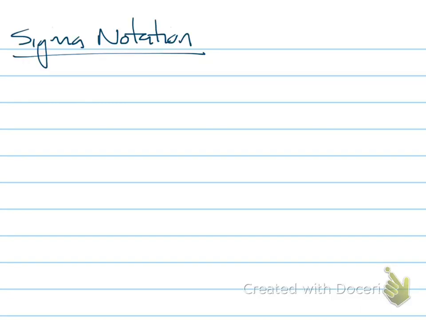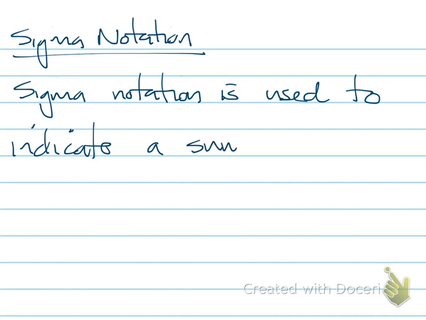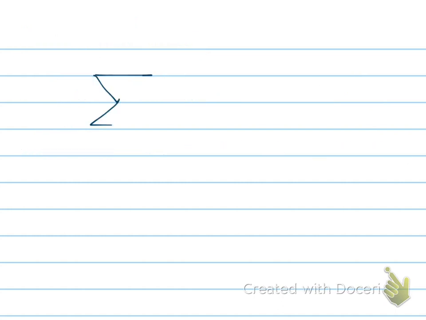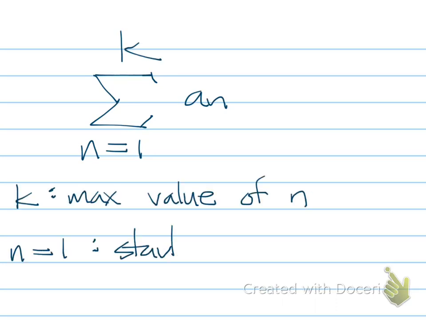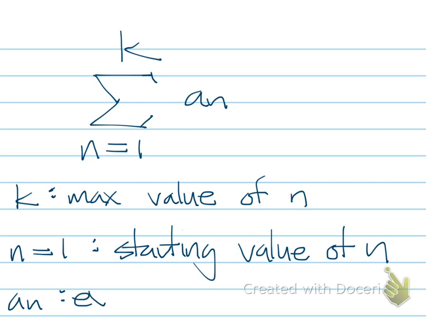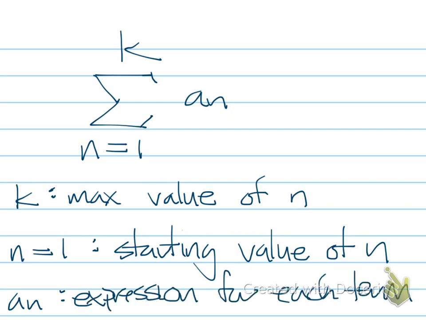All right, this lesson is on sigma notation and repeating decimals. Sigma notation is used to indicate a sum or a series. Sigma is a Greek symbol, looks similar to an E.